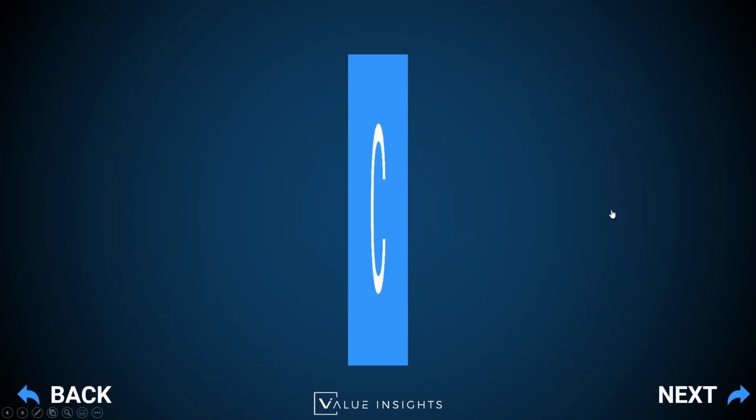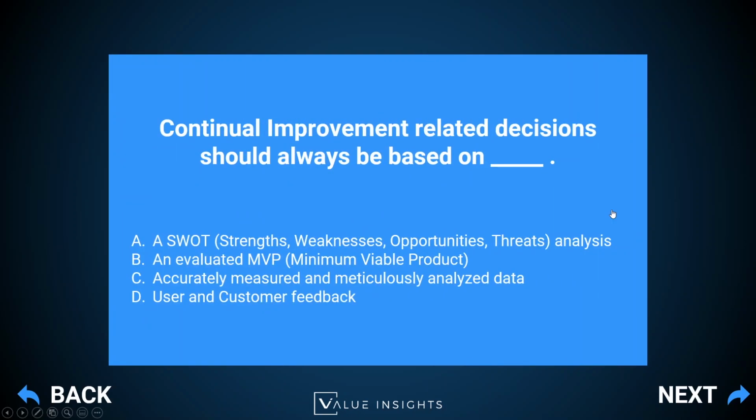The correct one for this would be C, which says accurately measured and meticulously analyzed data. Well, this is it, right? We need to make sure that whatever decision we make, especially improvement decisions, should always be based on accurate data, because only that is impartial. If we have valid data on our hands, we can make a clear decision, we can involve the right stakeholders, and then the decision will be based on actual data and not just on a gut feeling or on preferences of people and so on, because data is, again, impartial.